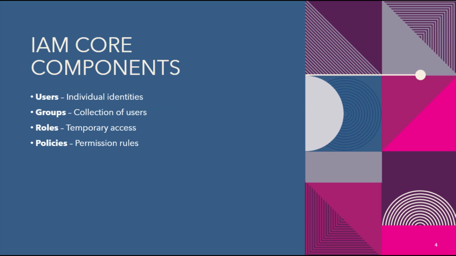IAM core components. IAM has four main components: users, groups, roles, policies. These components work together to manage authentication and authorization in AWS.